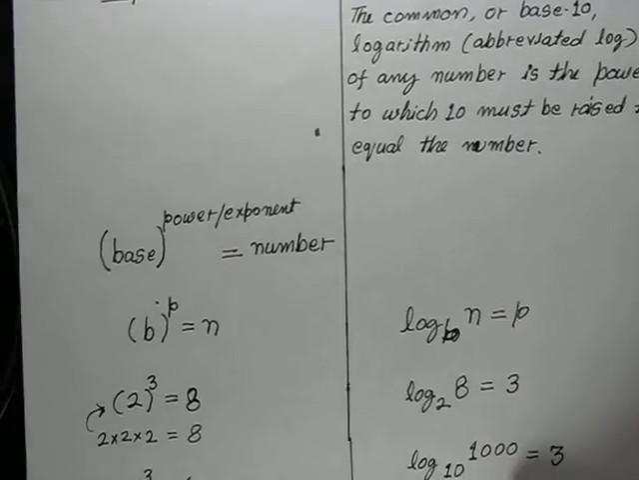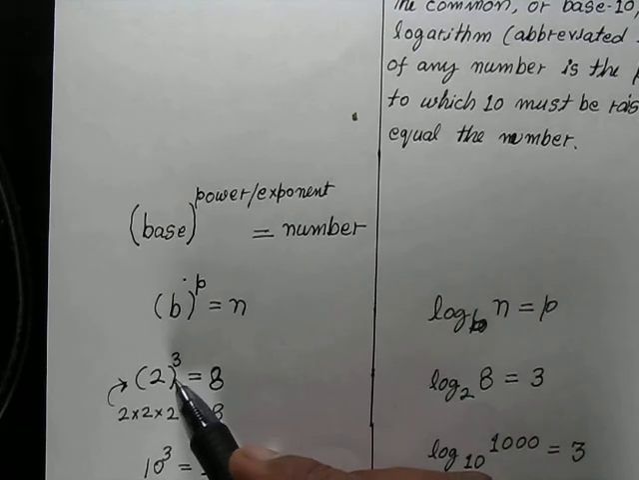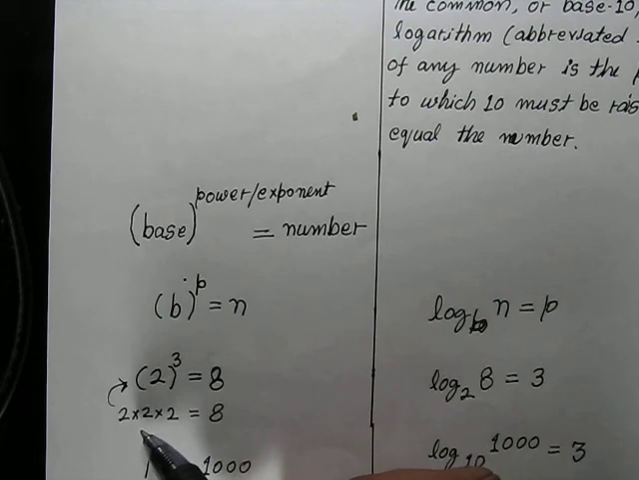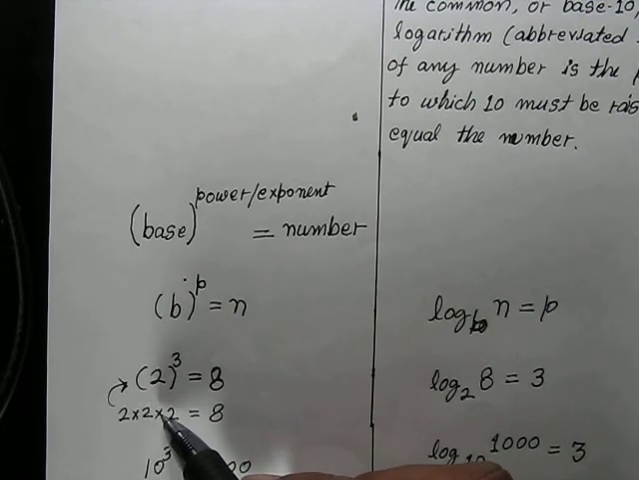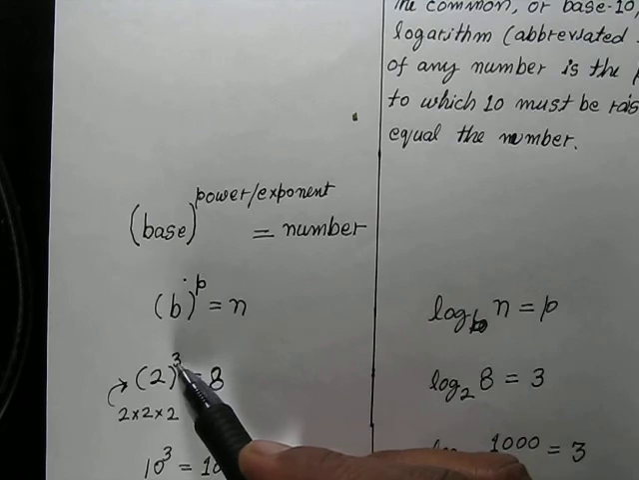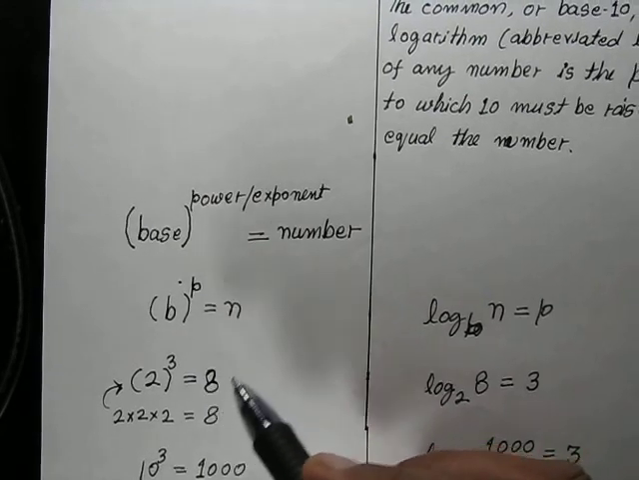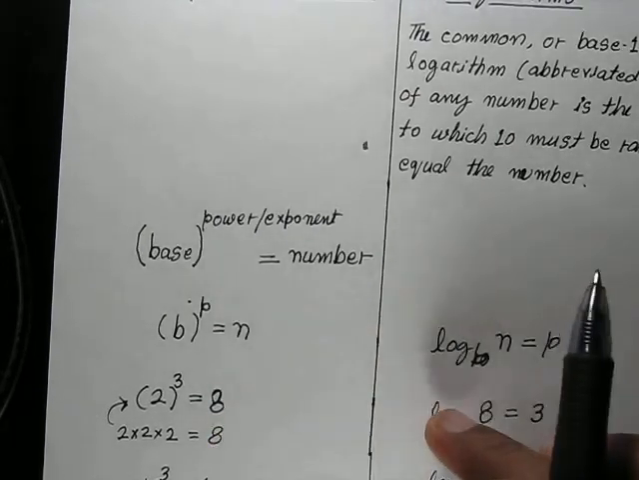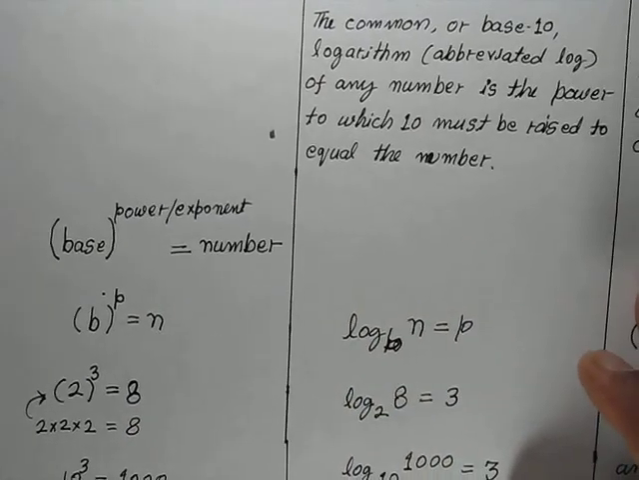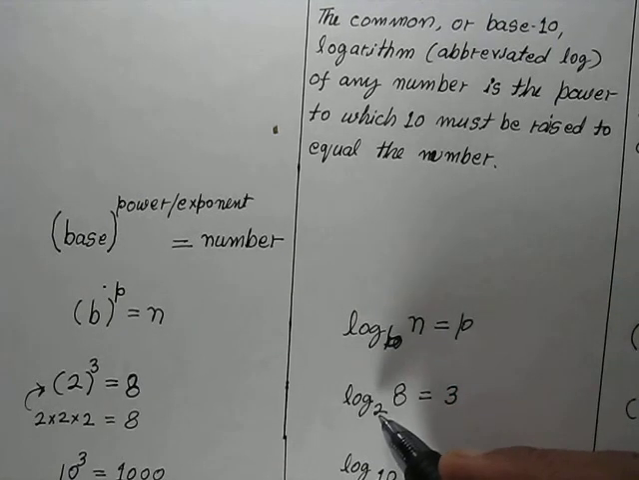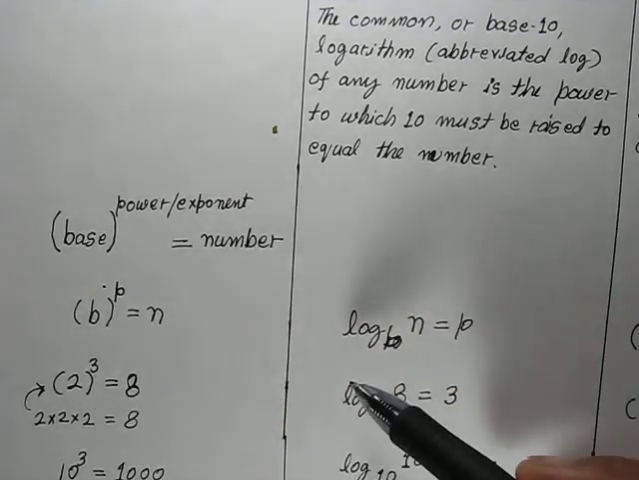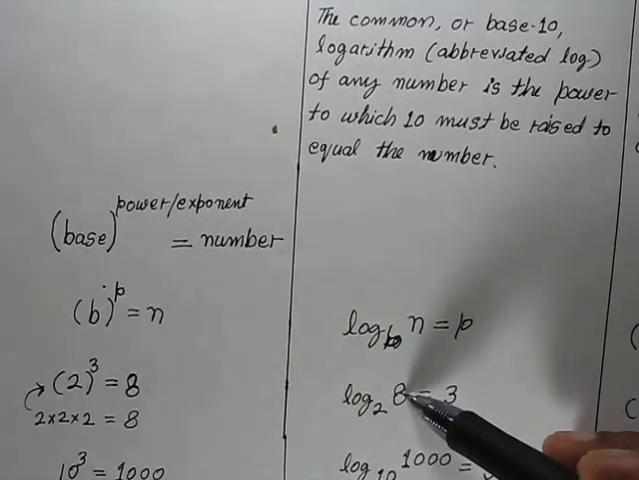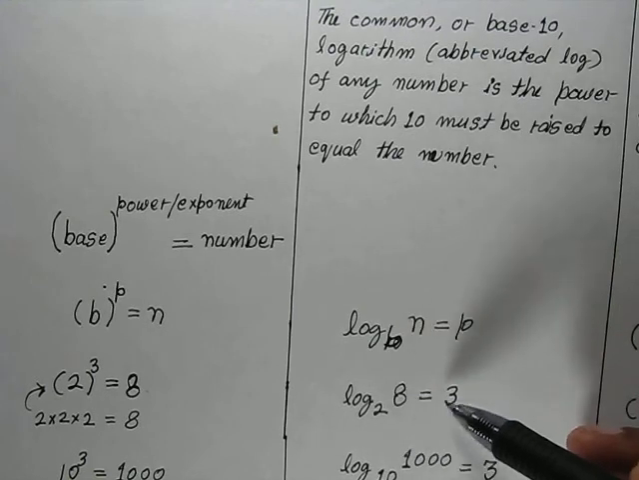For example, 2 raised to the power 3 is equal to 8. This means if you multiply 2 three times, we can write 2 raised to the power 3 equals 8. This is the exponential form of the number. Now we convert this into logarithm form: log base 2, so the base becomes the log base, and the number comes after log. So log base 2 of the number 8 equals the power 3.